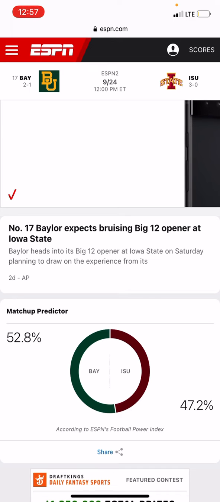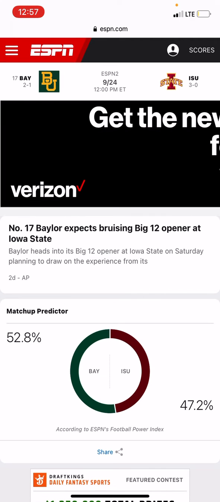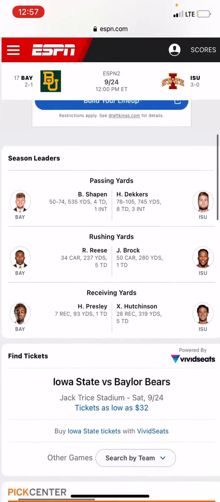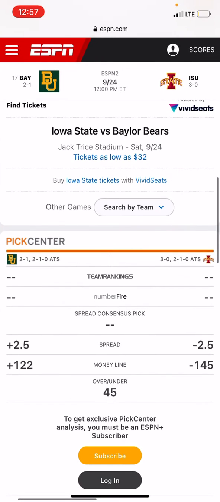So that's the first leg of the criterion. We have an unranked team that's an underdog against a ranked team. So I like Iowa State for that reason. I like the points. I feel like 2.5 is about right. It makes it whereas it's very unlikely to win the game and still lose the spread.